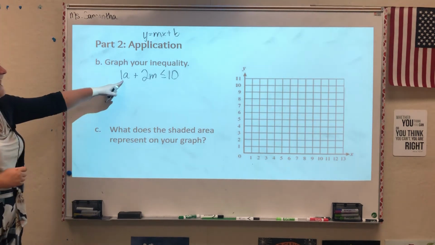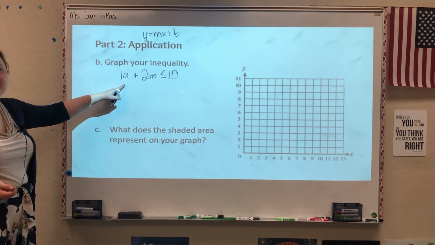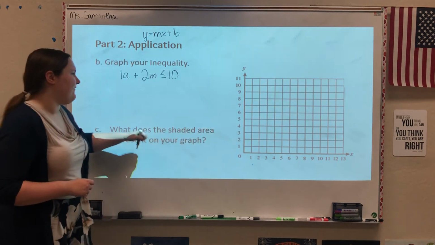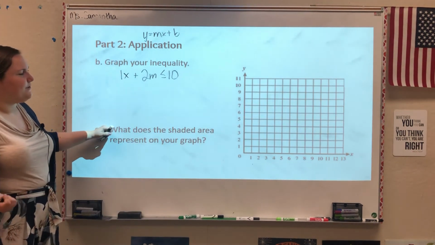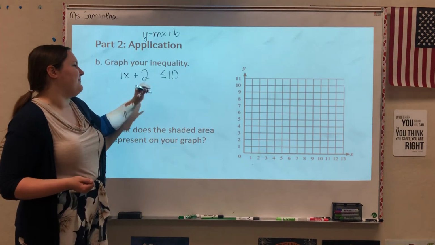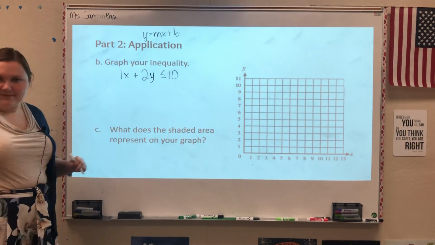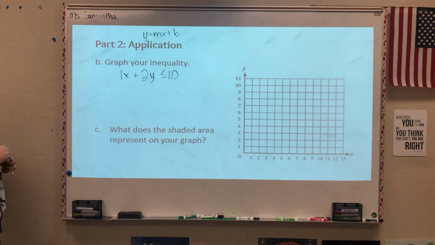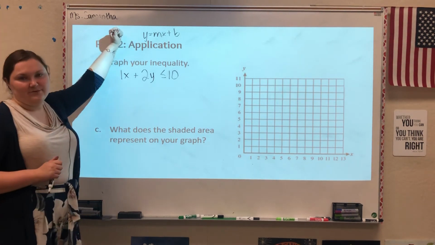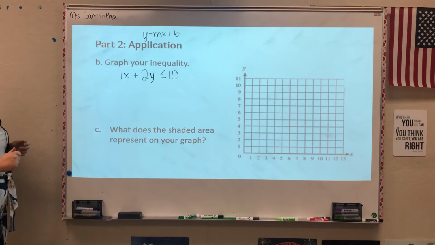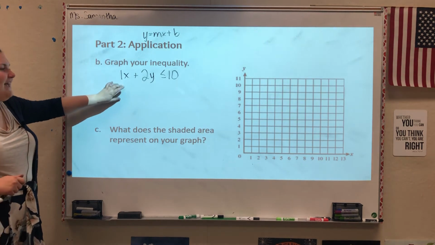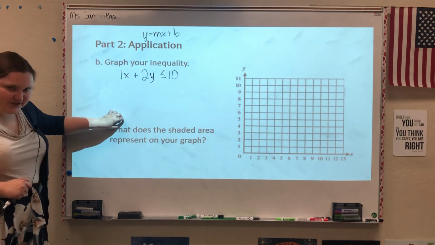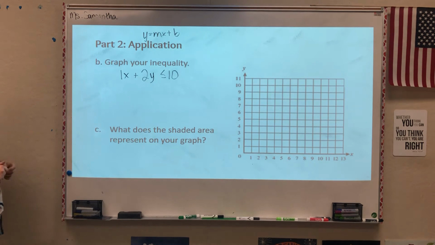So instead of maybe using a for my apples, because I want to eventually graph it, maybe I want to use X for apples instead. And instead of using Y for mangoes, maybe I'll change my M to Y and say Y represents the number of mangoes. That might help you when you go to change it into a form that you're able to graph. Now that I've gone ahead and changed the X and the Y, go ahead and change this to slope-intercept form so that we can graph it.